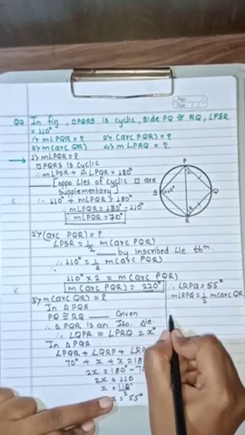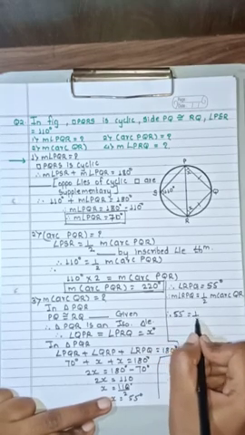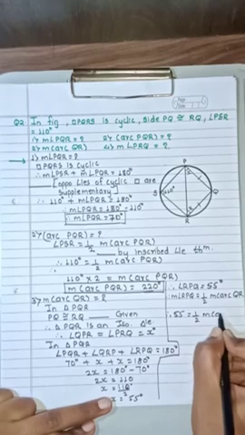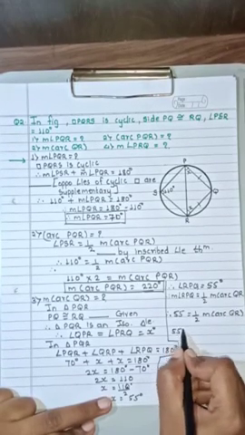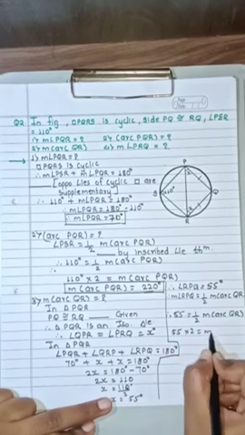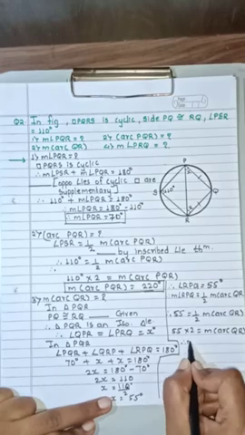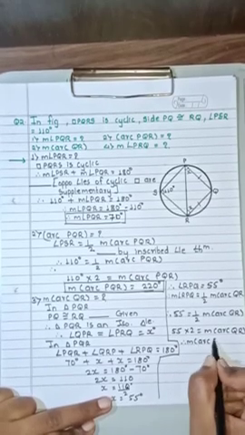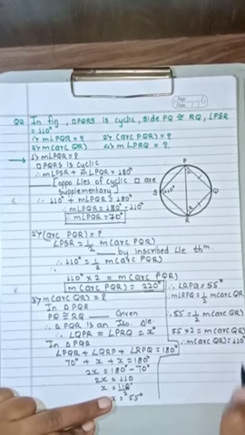Okay, therefore how much is angle RPQ? That is 55, which is equal to half of the measure of arc QR. Therefore, 55 multiplied by 2 is equal to the measure of arc QR. So the measure of arc QR is equal to 110 degrees.